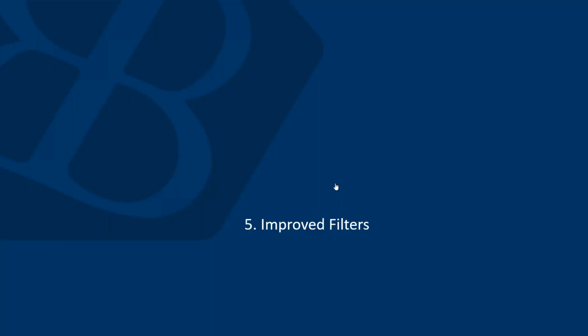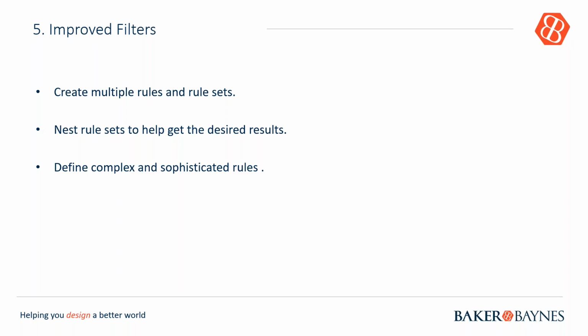The next one that we're going to look at is the improved filter command. In older versions of Revit, you were always limited to the and rule. That often meant that you needed to create a whole lot of different filters. With 2019, you can use the or rule, which allows you to group filters in the same rule. I'm going to show you how it works.